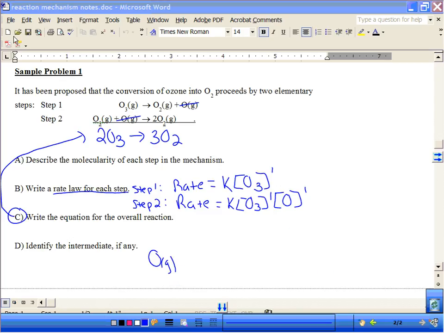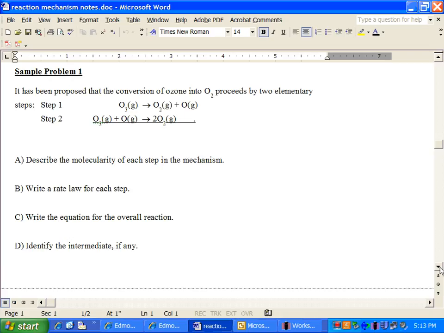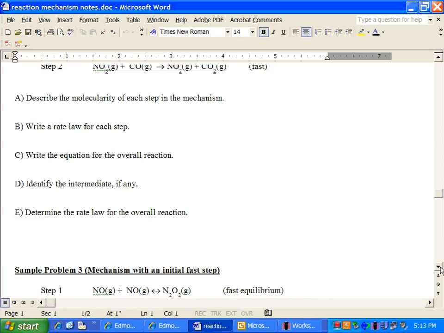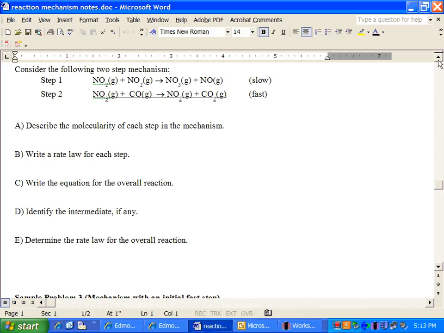So I'm going to have to go back to the Word document and scroll down to do number 2. It's got a little bit of different stuff to it. It's got an extra question on it, and it's got this slow and fast stuff written down here. And that's going to mean something to us, the slow and fast stuff.